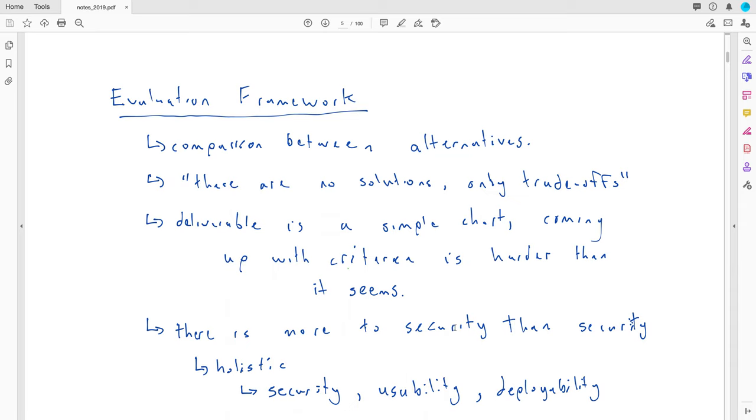So, deployability considerations. How much does it cost? What do you have to change? Do you need all your users to upgrade all their computers? Do you need them all to go out and buy a new device that they're going to carry around with them, right?